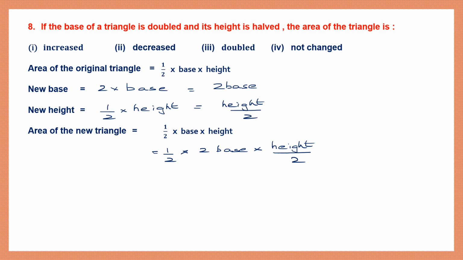Now let's cancel what we can. I can cancel this and this. So now what do I have left? Area of the new triangle now is 1 by 2 into base into height. So this is the area of the new triangle. And what is the area of the original triangle? It's the same, isn't it? Half into base into height. That means the area of the original triangle and the area of the new triangle are the same. That means we have to write this. The area is not changed and our answer is option 4, not changed.